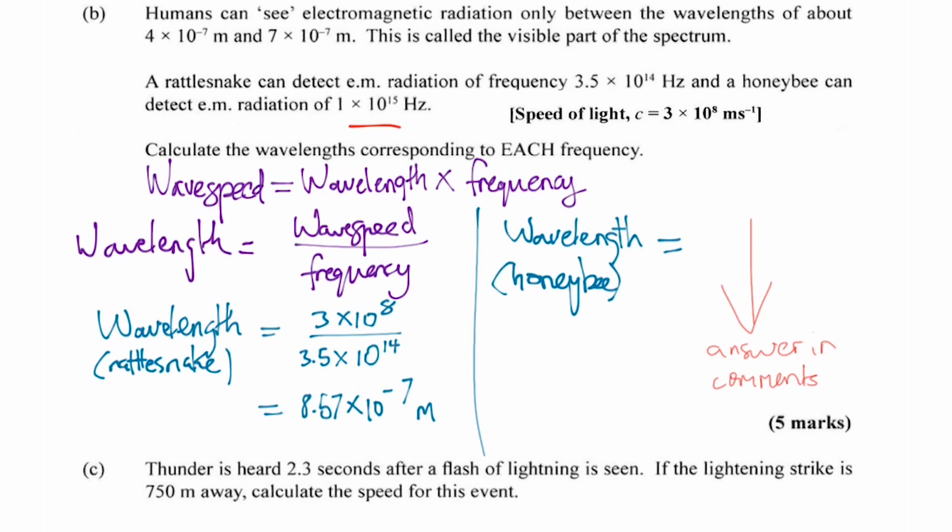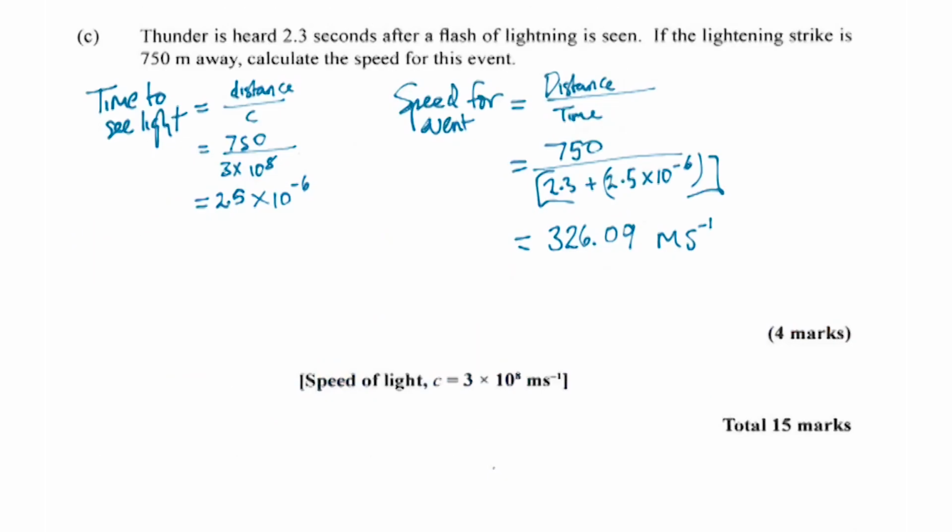Yeah, using that. Thunder is 2.3. Alright, so this is the one question in the paper I found vague. Like, calculate the speed for this event? I really want to know what event they are talking about. Are they asking in relation to the speed of sound? If they're asking in relation to that, this is where we got it. This is what we did.